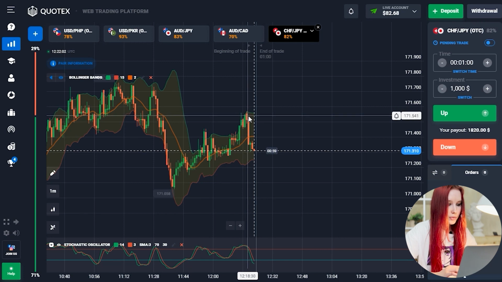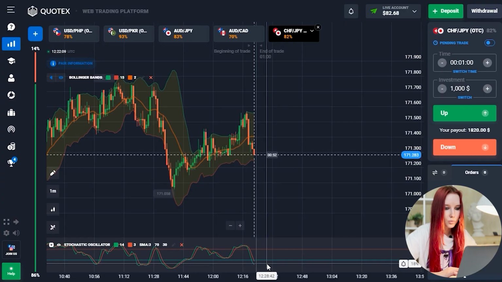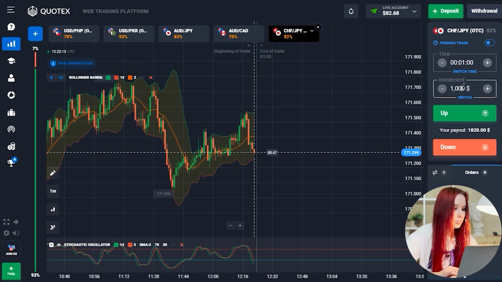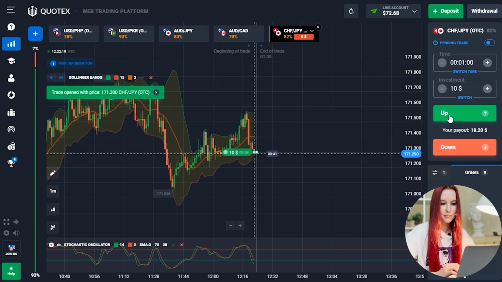And on this currency pair, we see that the price has reached the lower Bollinger line, which tells us about the price reversal. And according to the stochastic oscillator, we see that the price is at the 30 mark. That's why I want to open an up trade here, but for just, let's say, $10, because we follow the rules of money management.